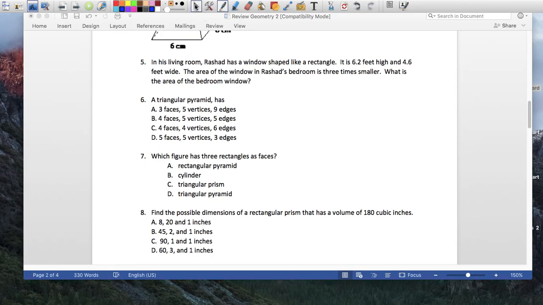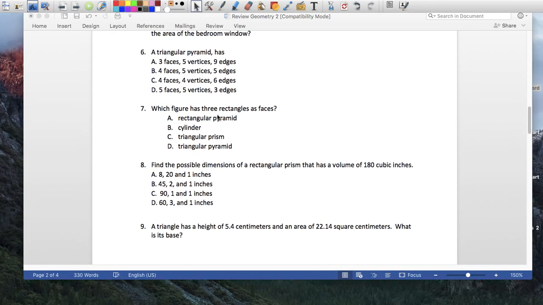Which figure has 3 rectangles as faces? Well, 3 rectangles. Okay, rectangular pyramid. A rectangular pyramid has a rectangle at the bottom and triangles, 1, 2, 3. I'm making a net, by the way, so if you fold this, it becomes a pyramid. So it has 4 triangles and 1 rectangle, so that's out.